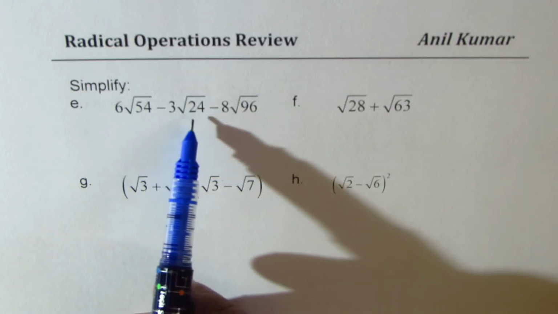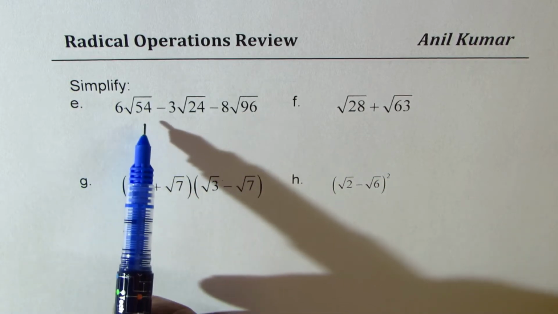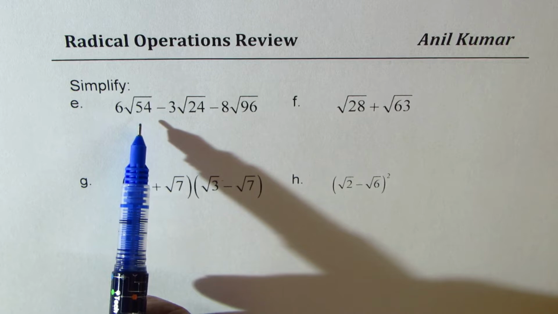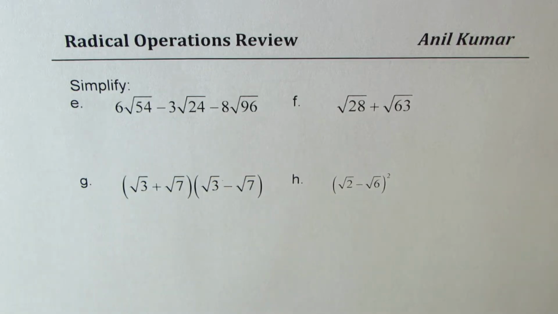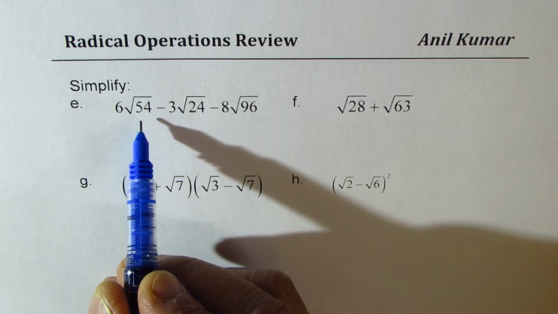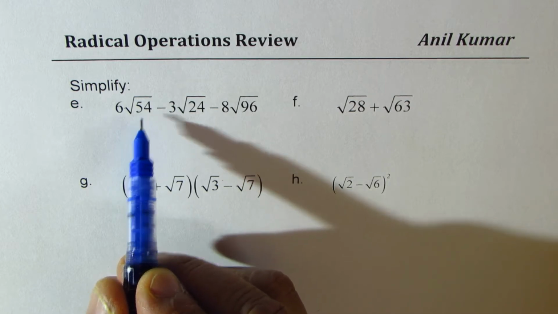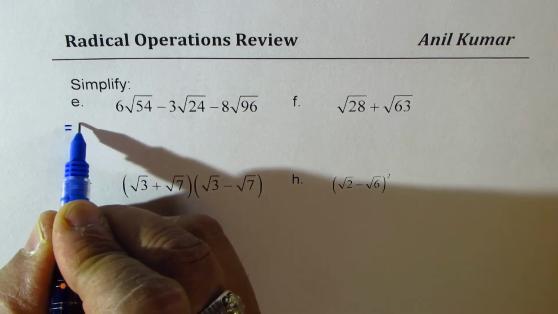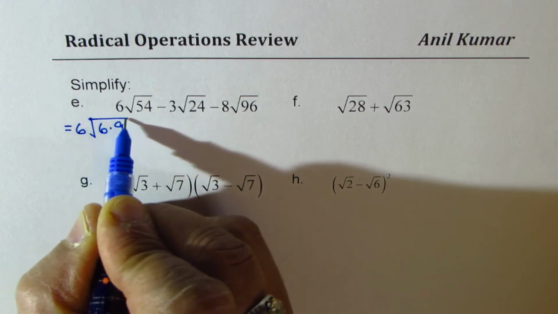We have 54, 24 and 96 within square roots. We have to write 54 as product of 2 factors. One of them should be a perfect square. Then it helps, right? So it could be what? 6 times 9 is 54, right? So we could write this as 6 square root 6 times 9.